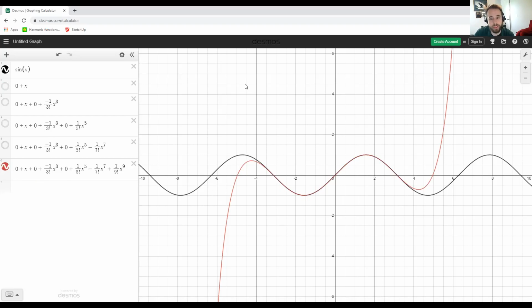And we'll explore the nature of this approximation and the relationship between the polynomial and the Taylor approximation in the next video.